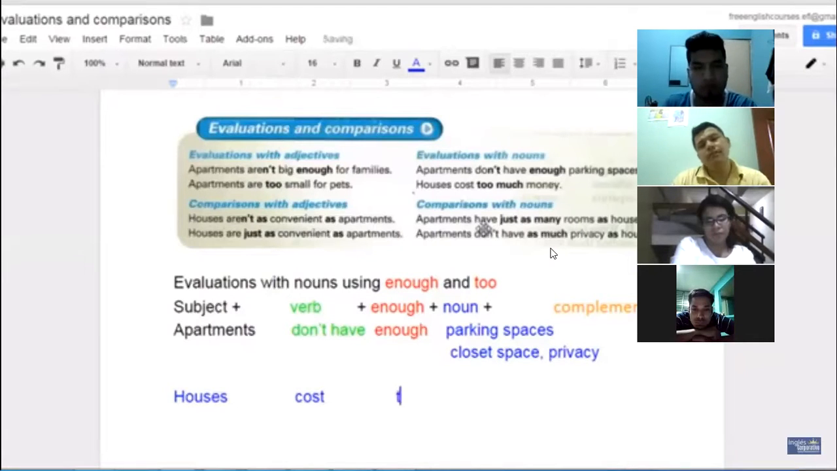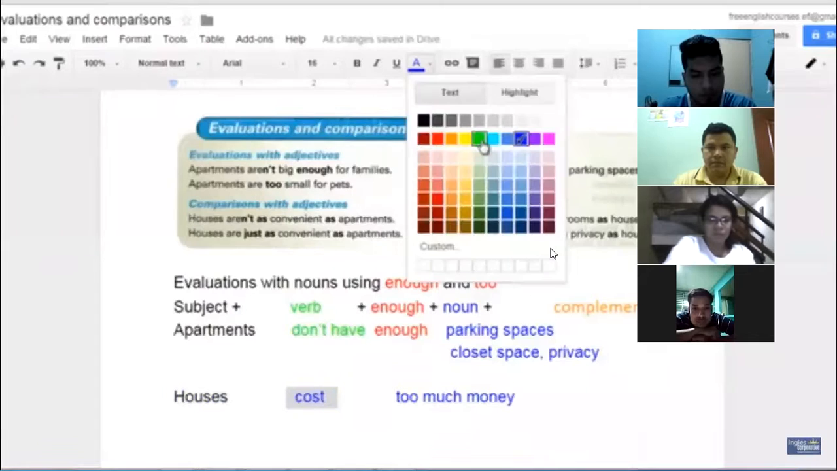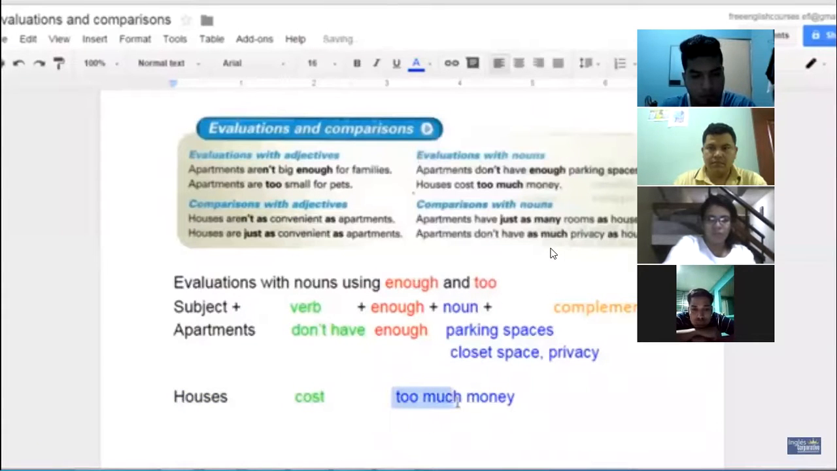So in this case, we're going to use too much money, right? Houses cost too much money. So if we think of this, I'm going to follow the pattern there. Houses cost, that follows the verb. And then in this case, I want you to notice what happened. So we include too much money.